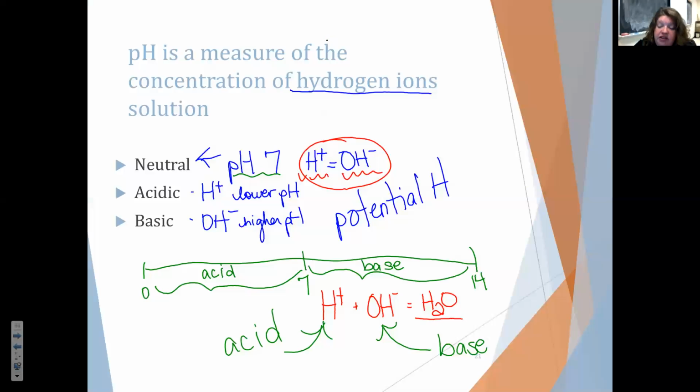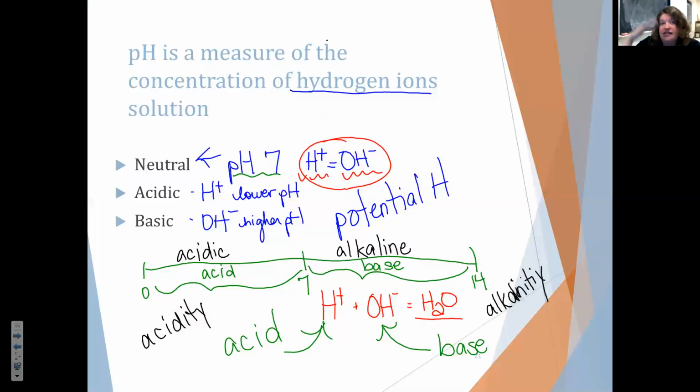And let me give you a couple of other terms. Basic, another term for that is alkaline. So you can talk about having things that are acidic or alkaline. And we can talk about the acidity or the alkalinity of a substance.